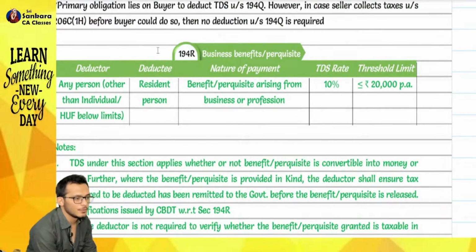Clear? The provision simply says that if a person is going to give you any kind of benefit or perquisite which is business in nature, he will deduct TDS at the rate of 10% before giving you the benefit. Rahul, if he gave me the benefit in kind, what to do? Collect the TDS first and then give him the benefit. Here is where certain circulars come in. So let's read the circulars and understand if they are logical.